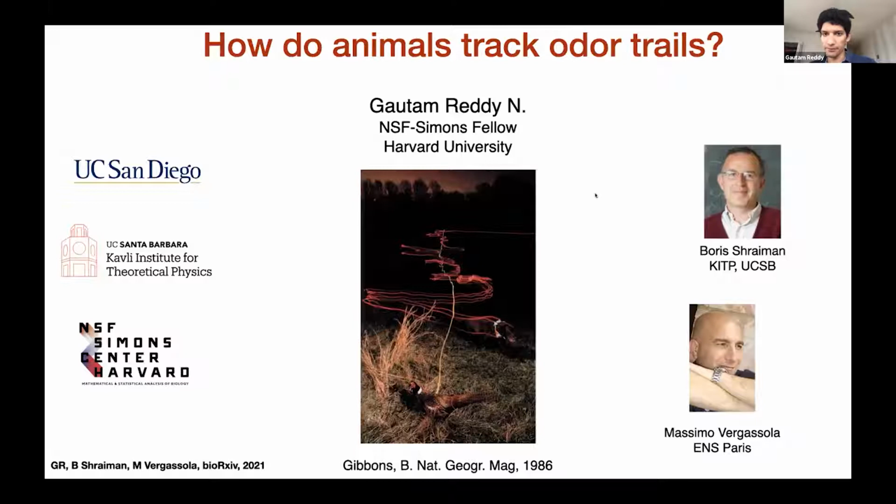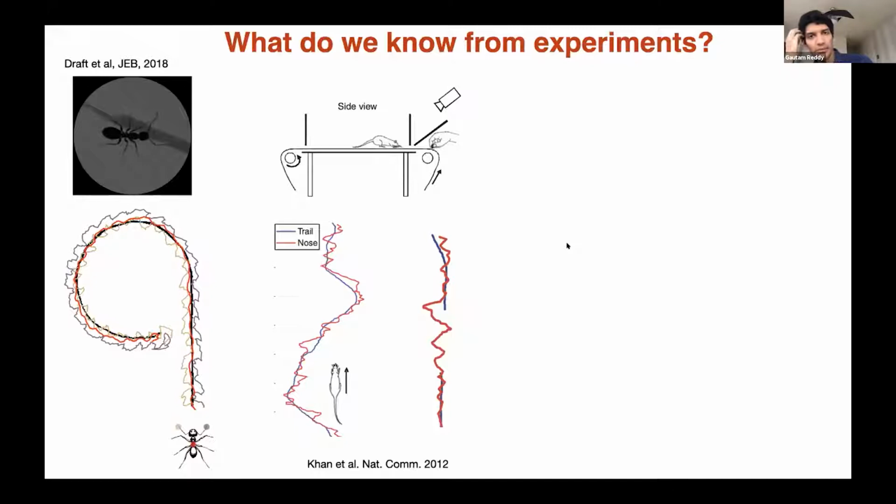So what do we know? It turns out that we know quite a bit about trail tracking, and this comes from training dogs to track trails and so on. But we know surprisingly little in terms of actual scientific experiments. And what little we know comes from experiments with ants and rodents, essentially.